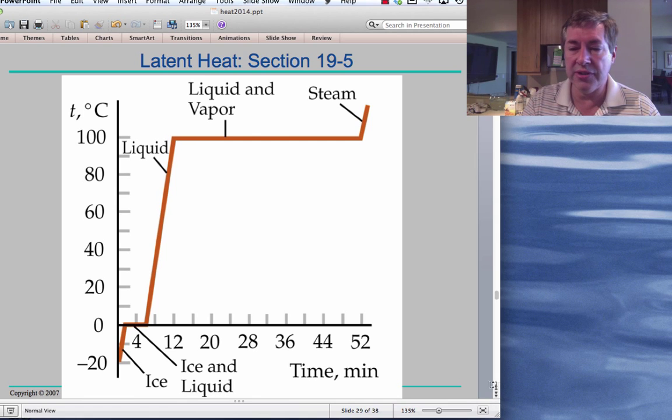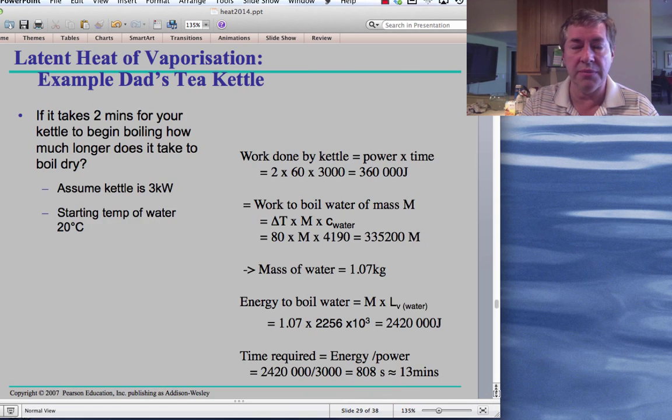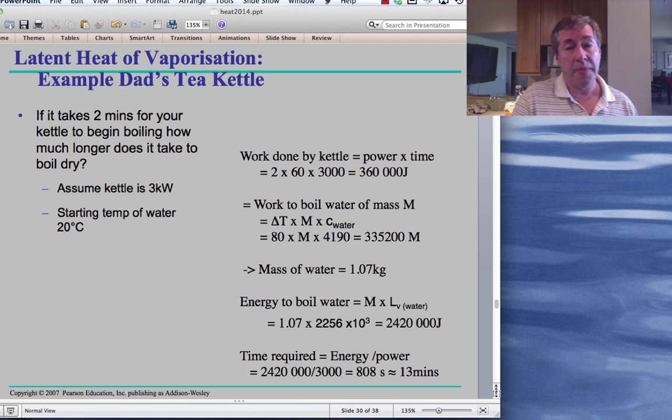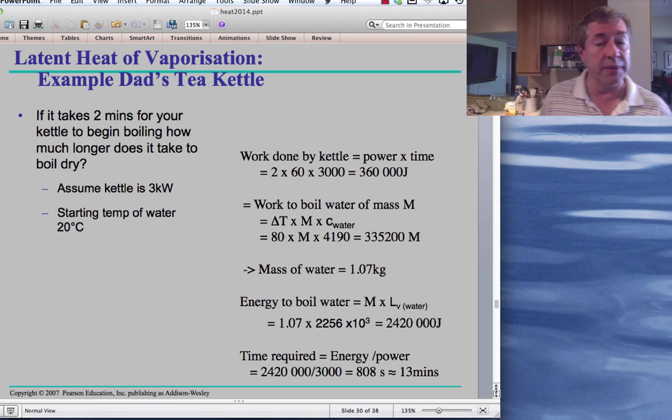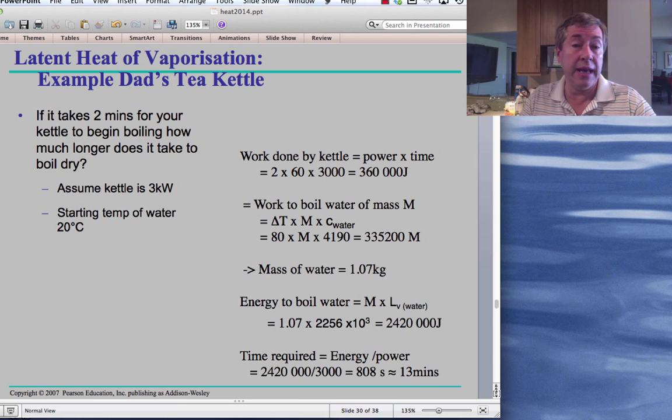The reason I mention this one is it's an absolute classic problem in the Malkan family. My dad always used to put a kettle on to boil water and then go off and do something very important, some kind of business or something, and then forget about the fact that the water was boiling.